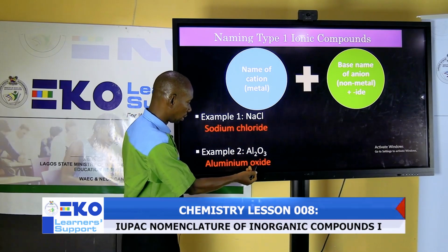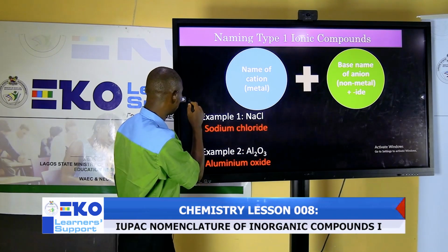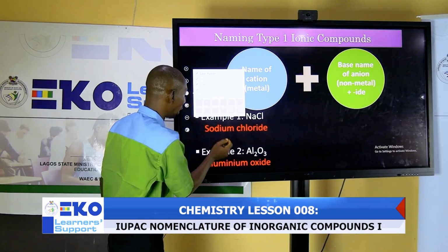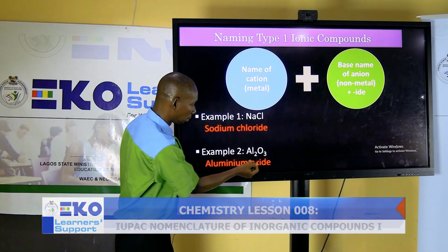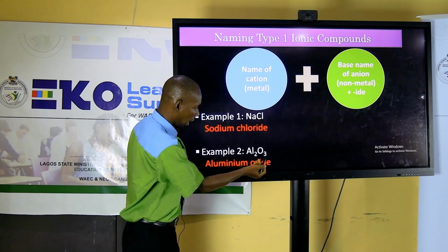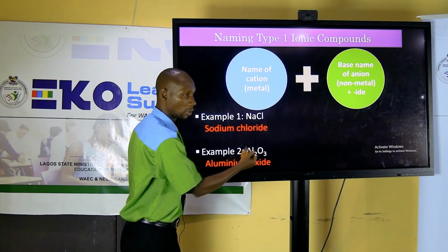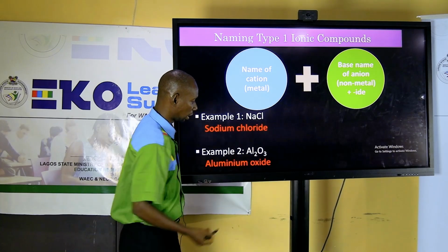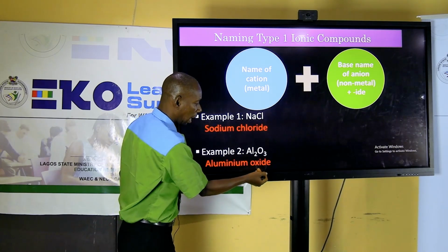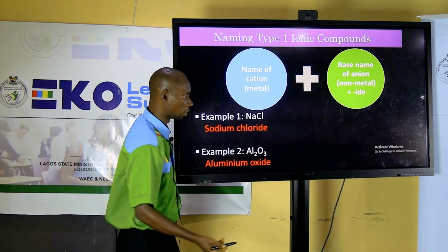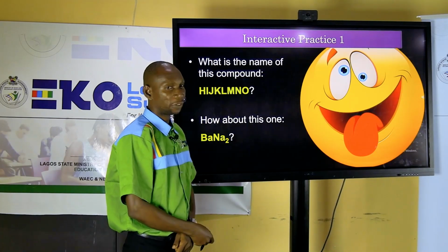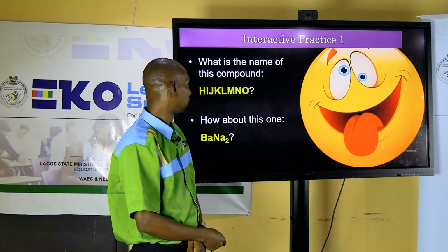Another example is this. The cation here is aluminium, and then the anion is oxygen. So the oxygen is going to change its name by adding "ide" to it, and the oxygen becomes oxide. We have the first interactive practice here.